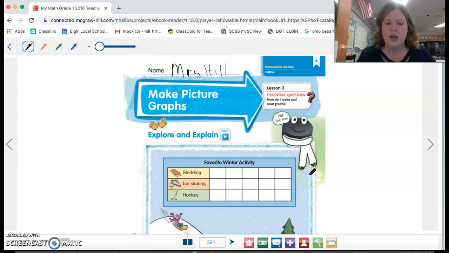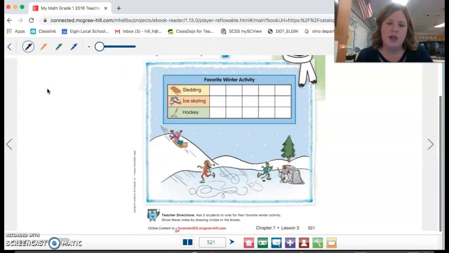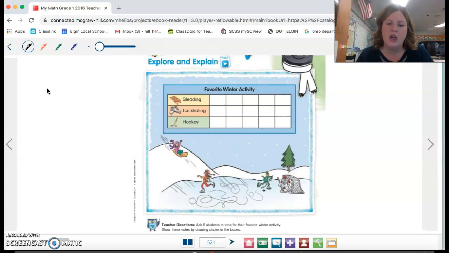All right, so let's go down on this page. It says favorite winter activity, okay? So it says ask 5 students to vote for their favorite winter activity. Show these votes by drawing circles in the boxes. Okay, so we're going to do this part together, okay? So I've asked 5 students, okay? And 3 of the students said they love to go sledding. So we're going to put 3 X's in sledding.